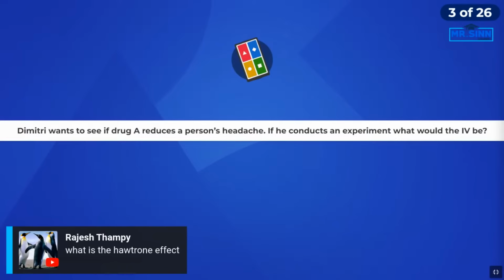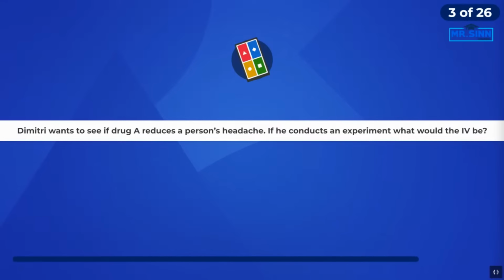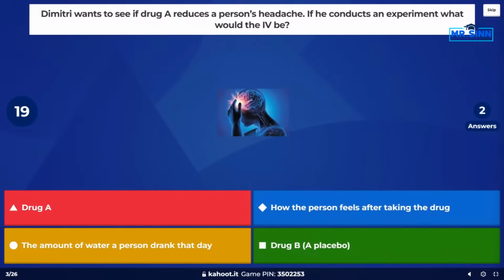Some questions on the Hawthorne effect. So I'll get to that in just a second. All right, Dimitri wants to see if drug A reduces a person's headache. If he conducts an experiment, what would the IV be? All right. And we'll go quick back.